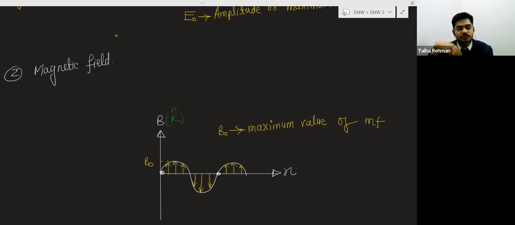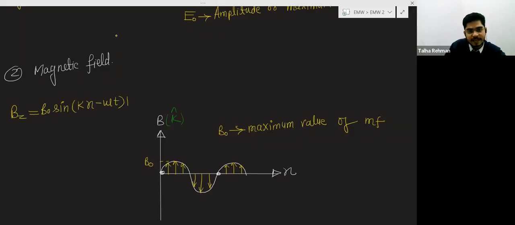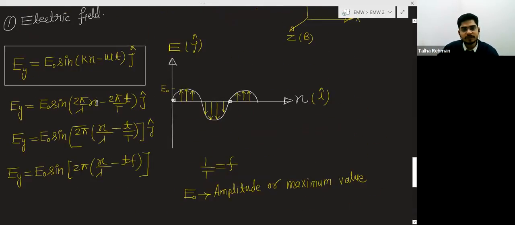So same as the electric field, the magnetic field will oscillate along the z direction. So we will write B suffix z is equal to B naught sine (kx minus omega t) into k cap. Why k cap? Because k cap represents the direction of oscillation of the magnetic field. And further you can change this equation with the help of the formulas.